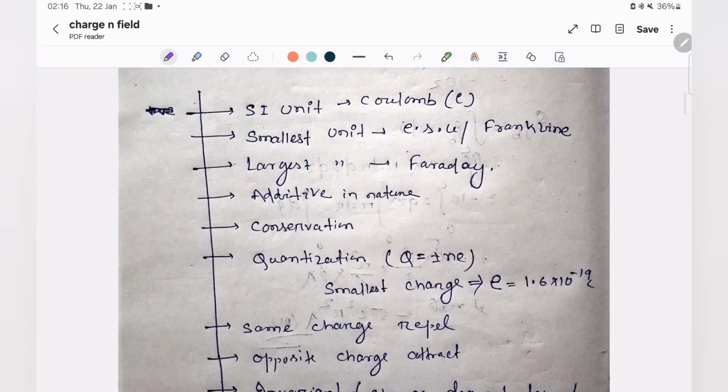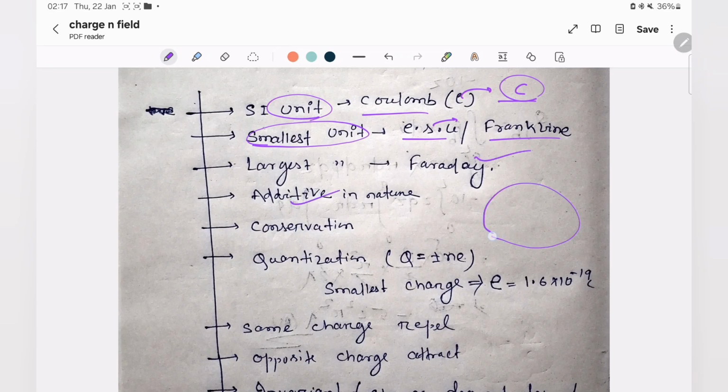Here are some important facts, or characteristics, of charge. Its SI unit is the coulomb, represented by the capital C. The smallest unit of charge is the ESU or Franklin. ESU means electrostatic unit. Its largest unit is the Faraday.